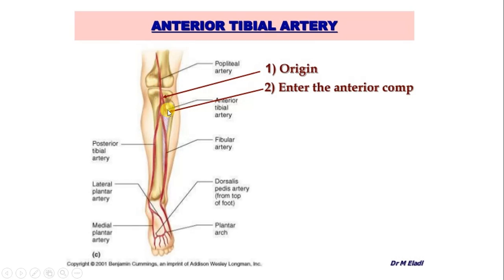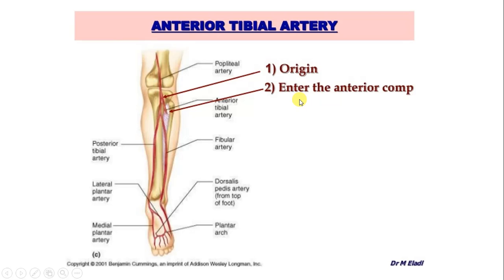Here you can see the anterior tibial artery entering the anterior compartment through the foramen in the upper part of the interosseous membrane. So here is the origin and then the entry of the anterior tibial artery into the anterior compartment. The posterior tibial artery is running down here, and here is a branch of the posterior tibial artery, the fibular artery, on the lateral side.